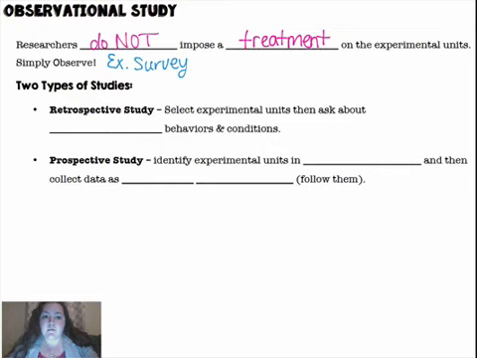Alright, there's two types of observational studies. There's a retrospective study, in which we select the experimental units, then ask about previous behaviors and conditions. And there's a prospective study where we identify the experimental units in advance and then collect data as events unfold. So basically you're following them and then recording the data as things are happening.